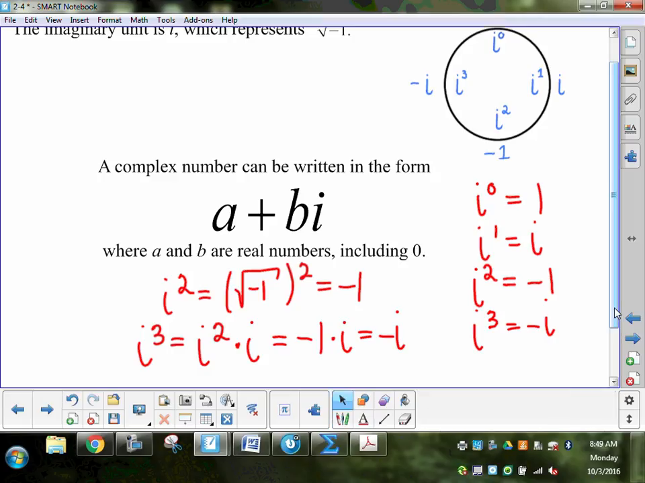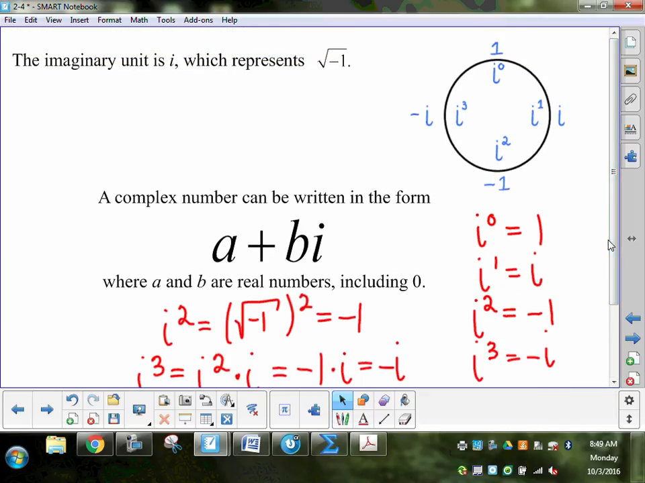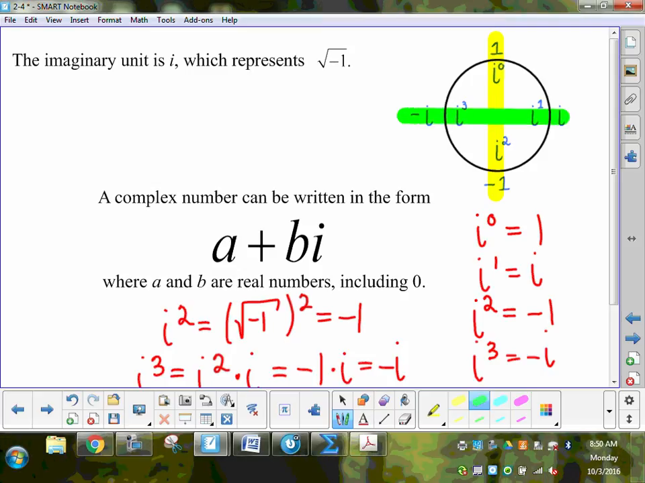Now, there's another way of doing this. You could remember it. If I'm doing this, look north and south. North is going to be 1. South would be its opposite, which is negative 1. Looking at this going east and west, i to the first, you know, is i, so i to the third would be its opposite, which is negative i. That's one way of remembering this.